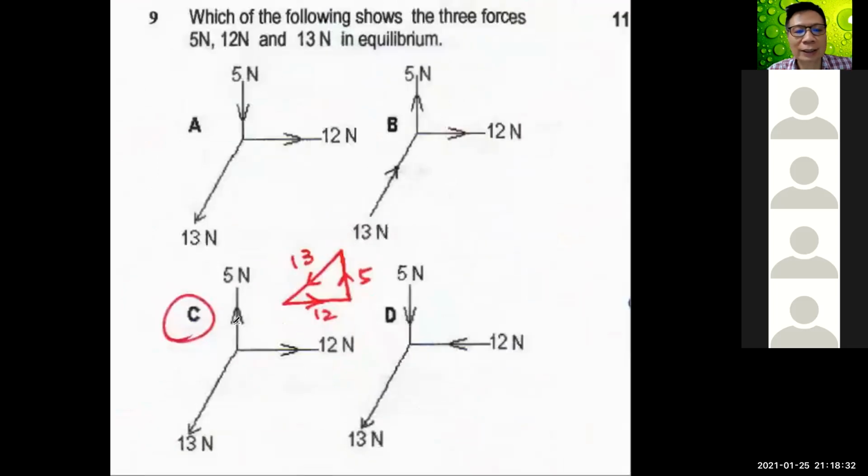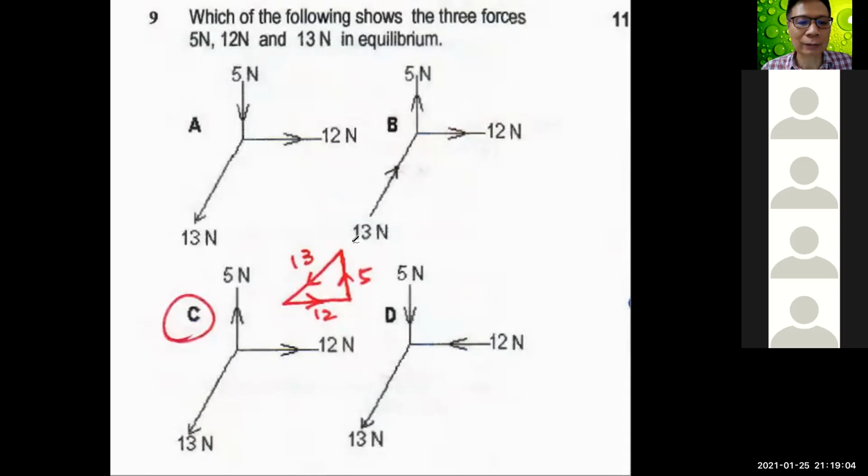C, the answer C. Because only C you can draw like that. The rest are all cannot. This one, 12, 5, 13. You never change the direction, 12, 5, 13. In one direction, what? Inside the answer is C. The rest you try to draw, cannot one. You cannot join up to form a triangle in one direction. Only C. So the answer is C. This one is in one direction, all same is in one circle.